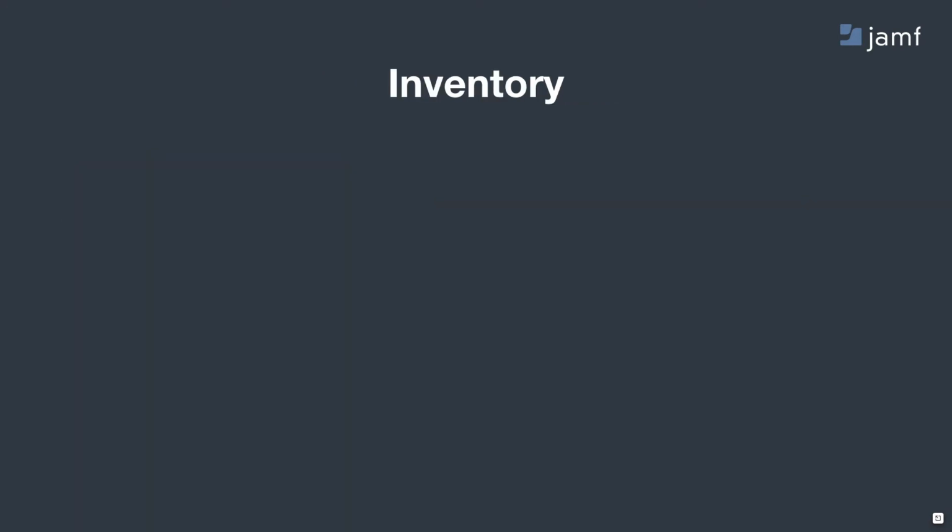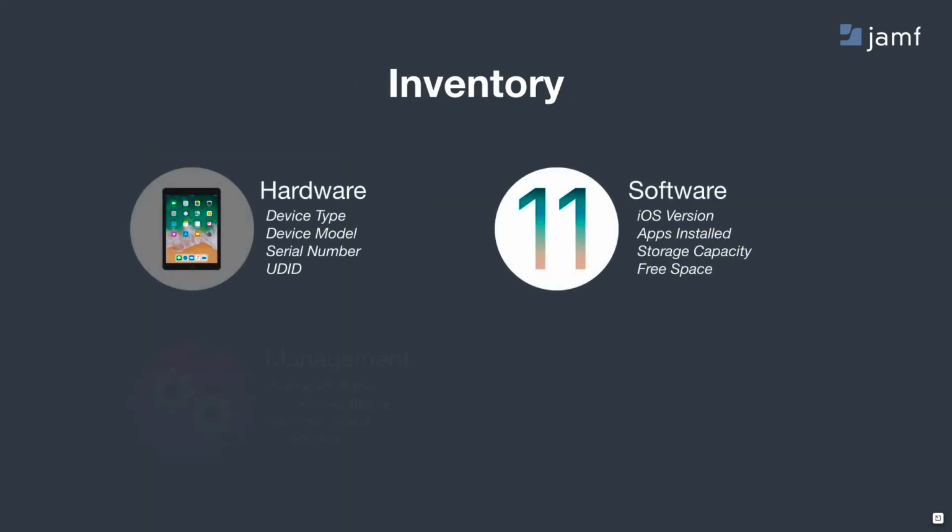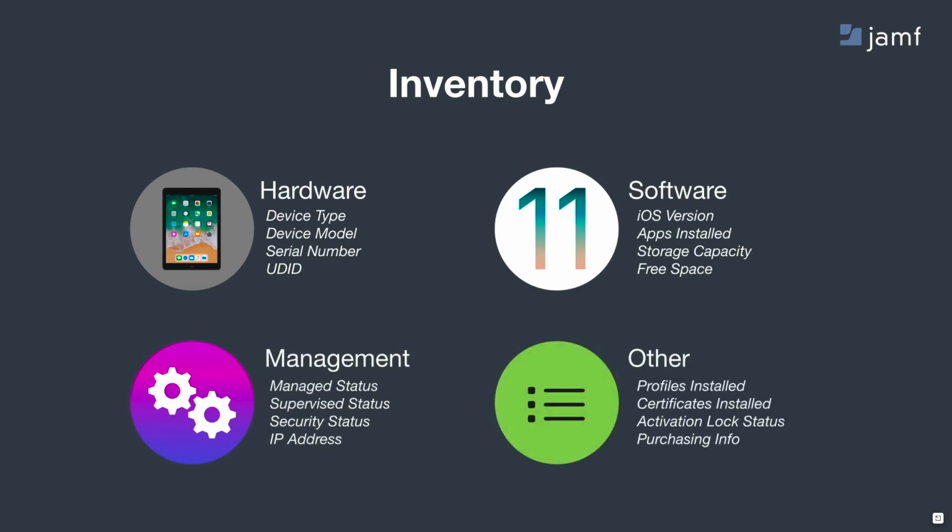So that's deployment. After you've deployed them, you of course want to gather inventory data. And Jamf Pro really lets you collect a wide range of inventory data of these devices. So you can get hardware information like the device type, the model, the serial number. You can get software information like the version that it's running or what apps are installed. The status of the management state there, what IP address it's talking to. And other things like the different profiles that are installed, or super handy, the activation lock status on there too. So it gathers a lot of inventory data, which you can then act upon and really make informed management decisions about your devices.